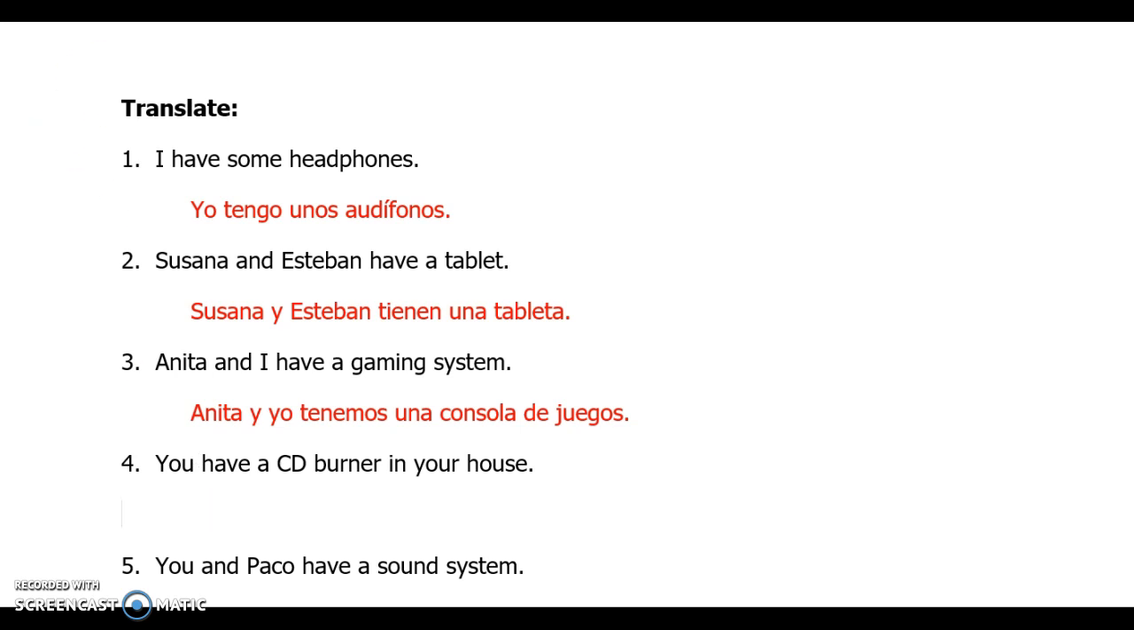Let's try another one. So we have you have a CD burner in your house. We've got tú. Have. This one stem changes. So what would be just T-E-N? T-I-E-N. Tienes. Tú tienes un quemador de CDs en tu, no accent mark, casa. Tú tienes un quemador de CDs en tu casa. Notice CDs, lots of people like to add an apostrophe S in there. There's no apostrophes. We're not going to use apostrophes in Spanish.